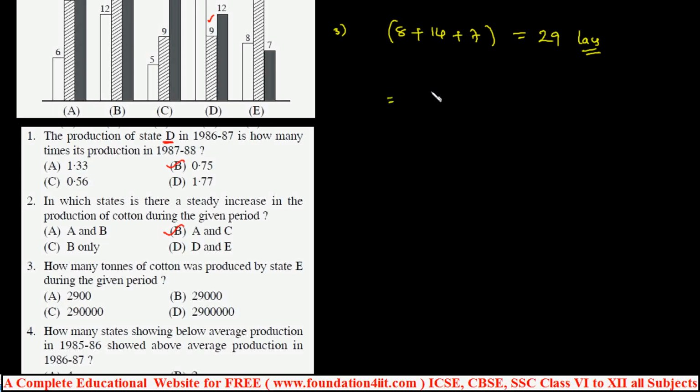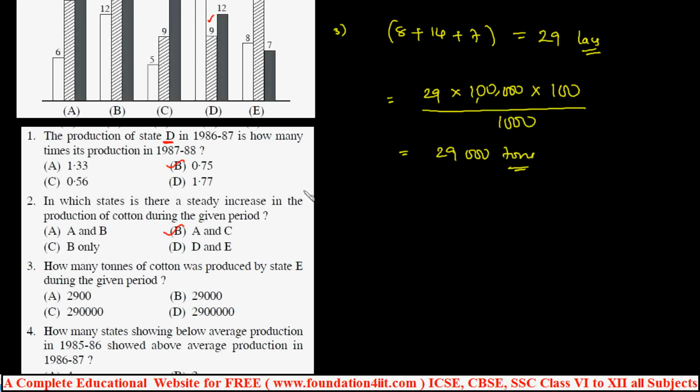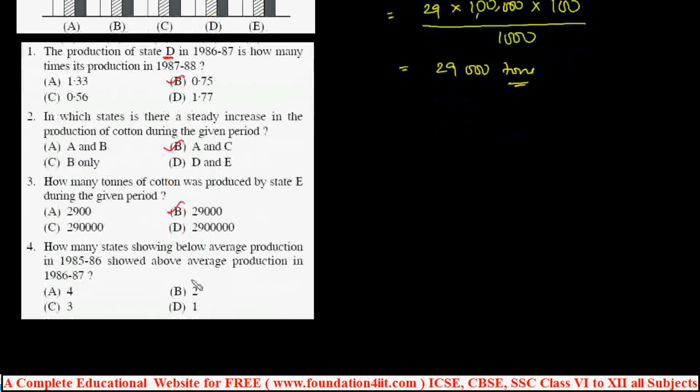So in weight means 29 lakhs. So 29 into 1 lakh, because 29 lakhs which I am making into, and 100 because it's 100 kg. This you have to convert into tons, divided by 1000. Simply calculate: 29,000 tons. In tons they asked, so 29,000 it is. Right, and let's see this next one.